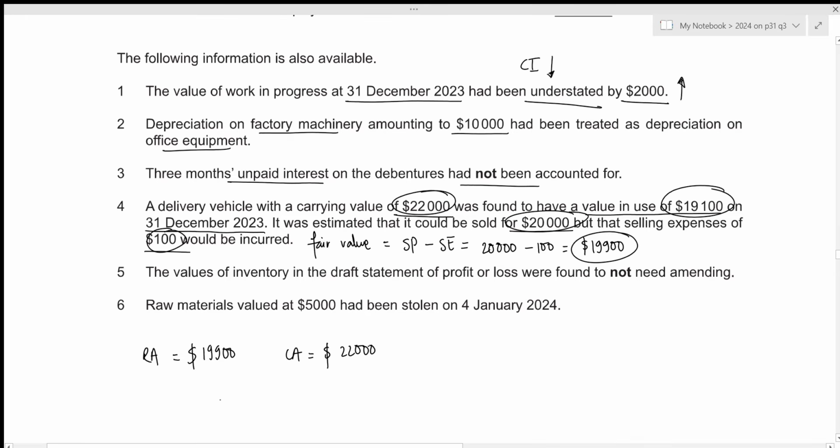Okay, so impairment loss will only exist when the carrying amount is higher than the recoverable amount. In this case, carrying amount is higher, so there exists an impairment loss, and the impairment loss is just going to be the difference. So that's 22,000 minus 19,900. This results in 2,100. And remember, impairment loss should always be treated as part of our expenses within our statement of profit or loss. In this case, the impairment loss belongs to delivery vehicle.